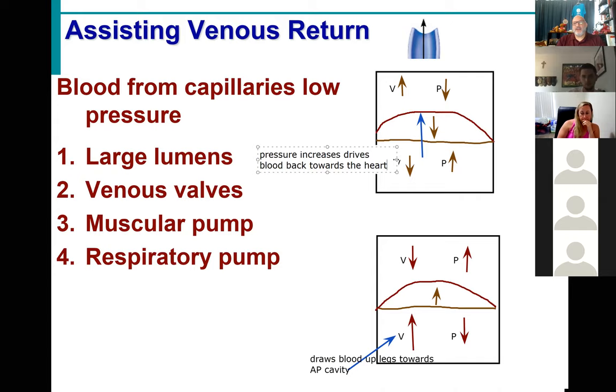So at the end of the day, what does that pregnant woman do to help? Elevate your feet. Elevate the feet. You elevate the feet, and now you get to use gravity to help to drain that.